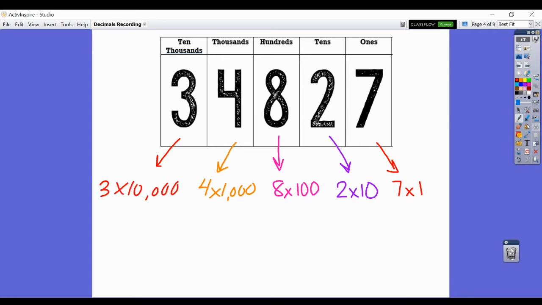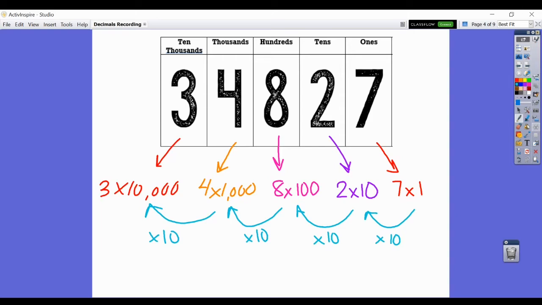And we talked about this a lot when we were going over place value earlier in the year, but every time we go this way, our number gets bigger by a multiple of 10. That's important to remember. And as we keep going, it'll keep getting bigger by a multiple of 10.